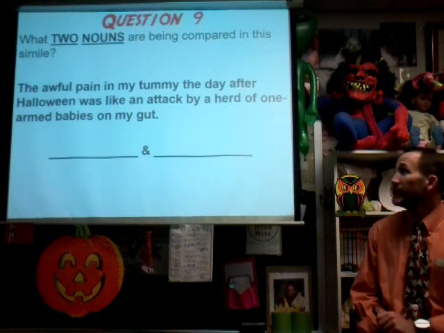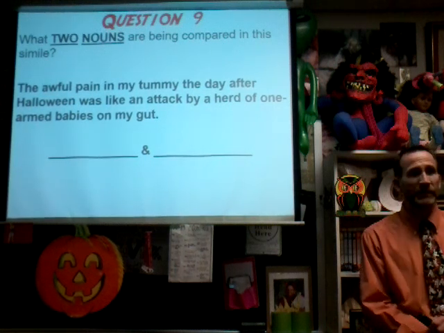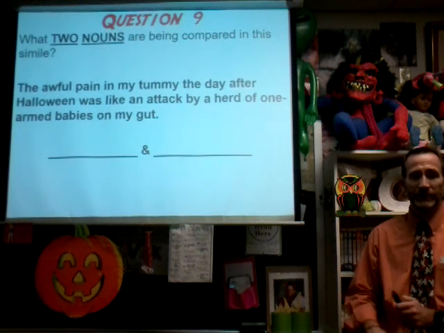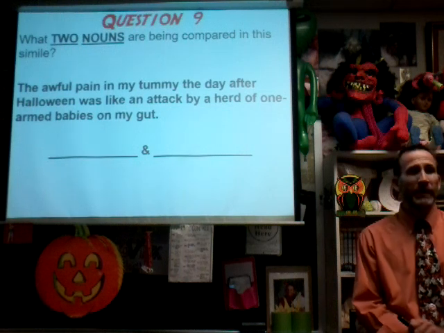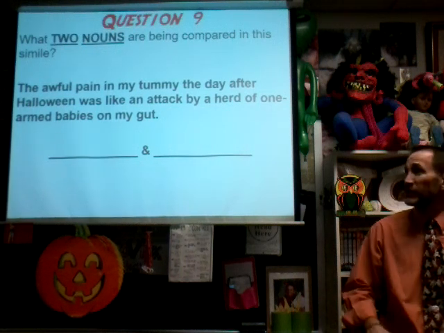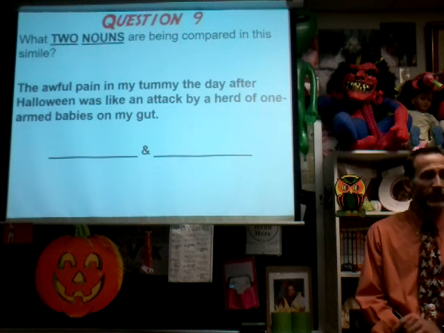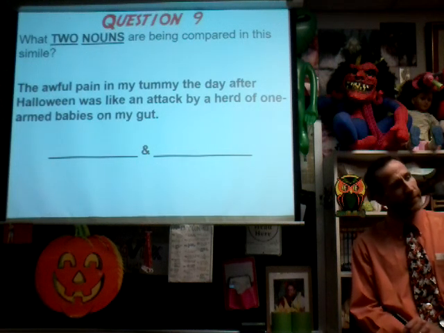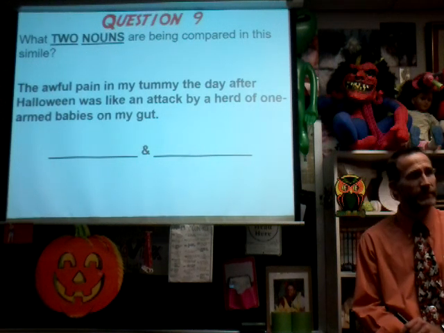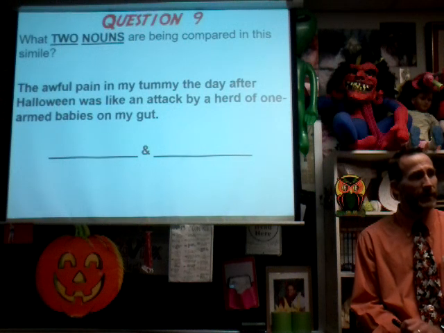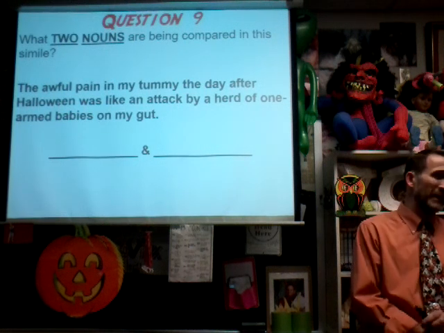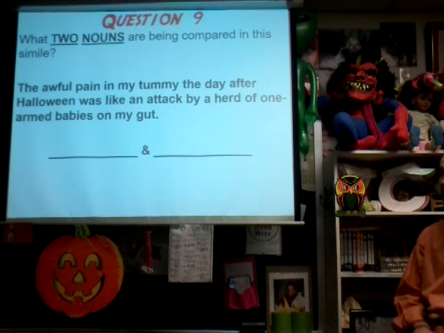Herd? Closer. That's the collection of them. Attack? That's the thing you're going for, because you're basically comparing a pain to an attack. But that's the same thing, kind of. That's sort of the same thing. How so? Because babies aren't an attack. You can get pain from an attack, but it doesn't make it the same thing. It means, yes, they can be connected.